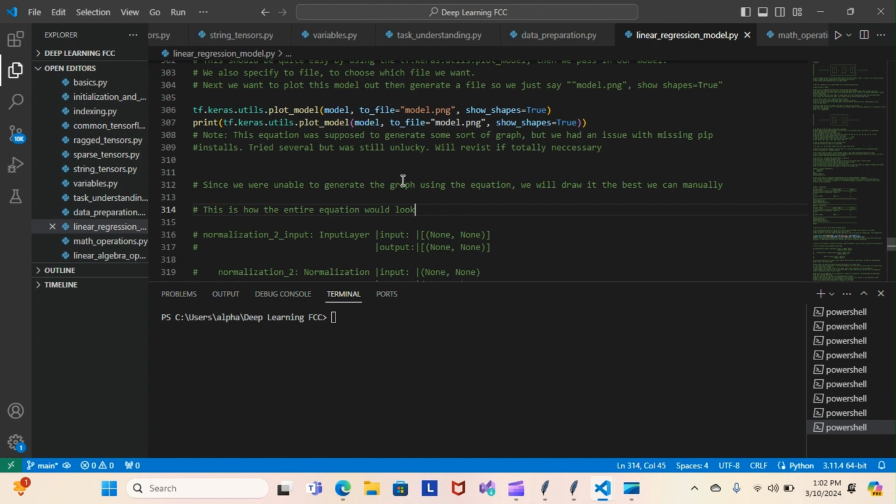So for some reason, I couldn't get the plot to graph out the model that we had chosen. If we totally need to, we will come back and see what's going on with the issue. But I didn't want that to stop us, so we just kept moving forward.